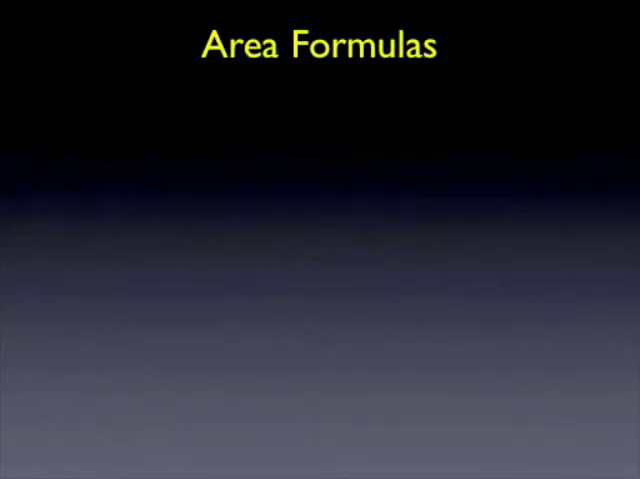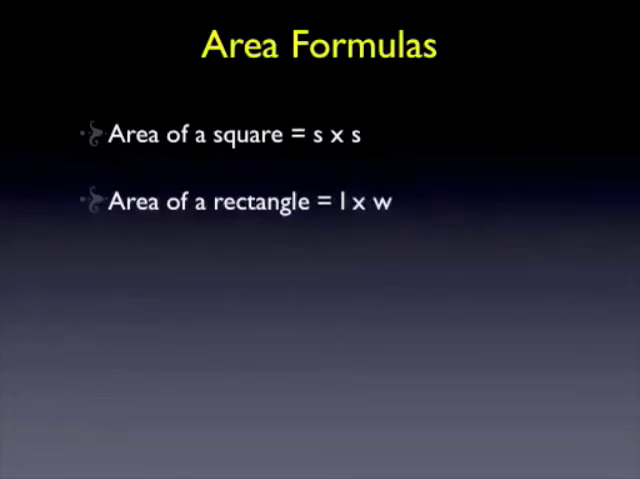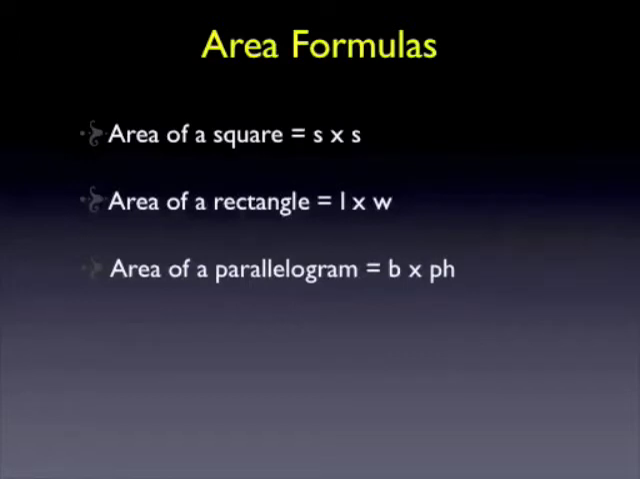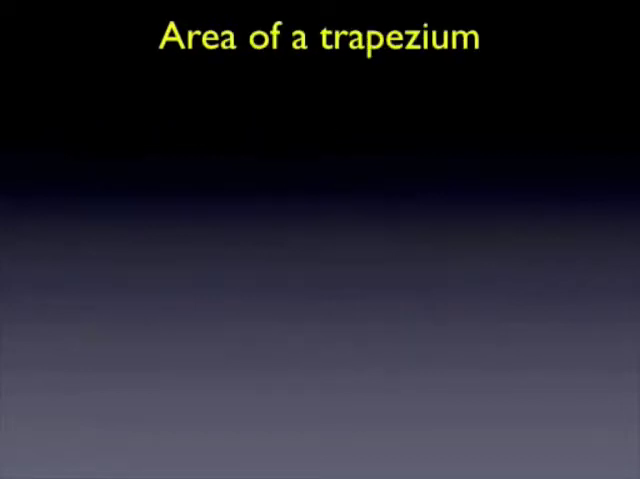We've been looking at some area formulas, and we've known some for quite some time, that the area of a square equals side times side, or side squared. The area of a rectangle is length times width. The area of a parallelogram is base times perpendicular height. And the area of a triangle equals base times perpendicular height divided by 2. And you might recall that's because a triangle is half of a parallelogram. We've started looking at the area of a trapezium, and some of you might know the formula already.